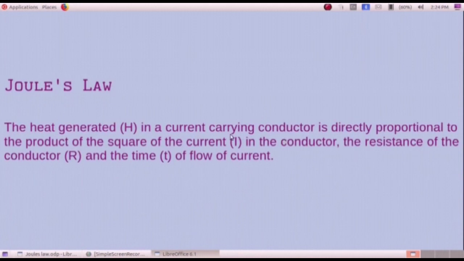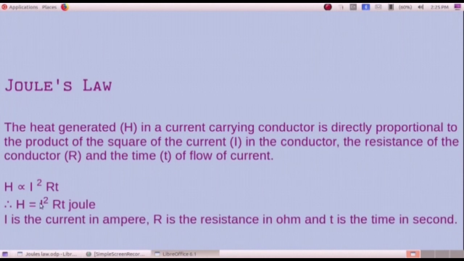is directly proportional to the product of the square of the current I in the conductor, the resistance of the conductor R, and the time t of flow of current. H, heat energy, is directly proportional to the product of the square of current, the resistance of the conductor, and time t of flow of current. The proportionality sign is converted to is equal to, that is H is equal to I square R T, and the unit of heat energy is joule.